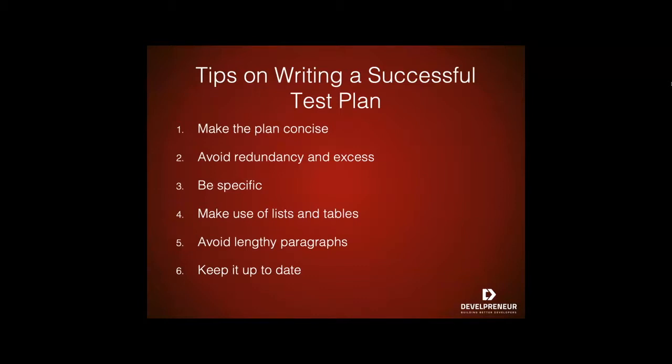Finally, what are some of the tips on writing a successful test plan? Well, make the plan concise. Avoid redundancy and excess. If you think you do not need a section that has been mentioned in the template above, go ahead and delete that section in your test plan. Be specific. If you specify an operating system as a property of the test environment, mention the operating system edition and version as well, not just the operating system name. If you say Linux, there are many different flavors of Linux. So if you're using Ubuntu, make sure you say Ubuntu 16 or CentOS 7.